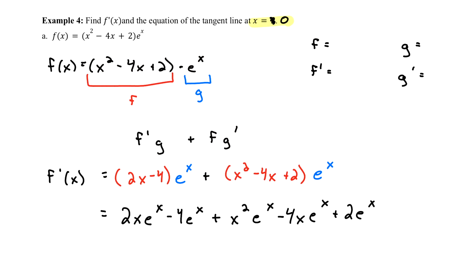And now I might look at this and say, well, all of these terms have a factor of e to the x. Every single one of them. I could just factor that e to the x out from every single one of my terms. It would make it look a whole lot nicer. So that's what I'm going to do in my next step.